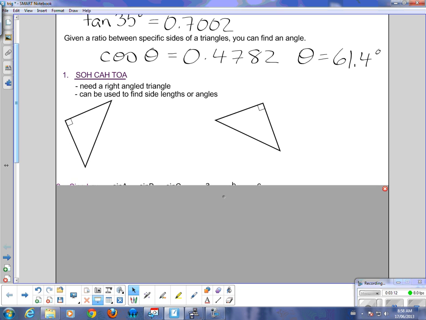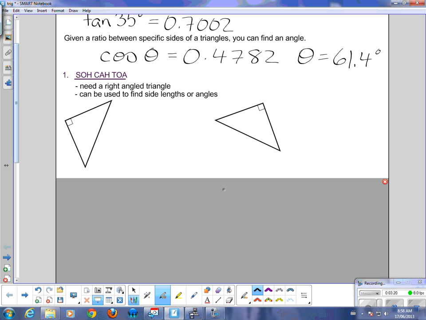The next thing, which again is review, has to do with SOHCAHTOA. It's something that you've used before. It's important to notice that you have a right angle triangle. If you don't have a right angle triangle, you can't use SOHCAHTOA. Simple as that. And we can use it to find both the side length or angles.